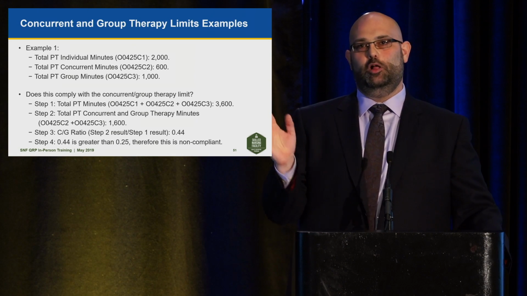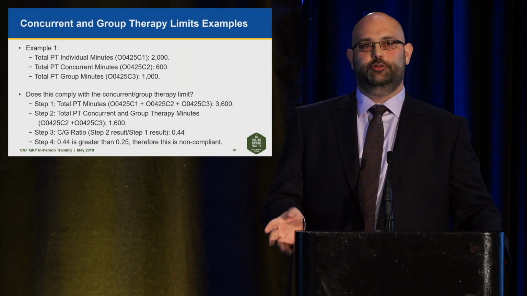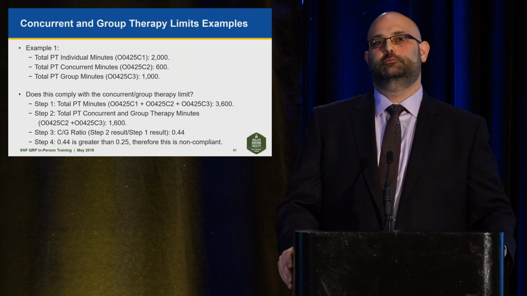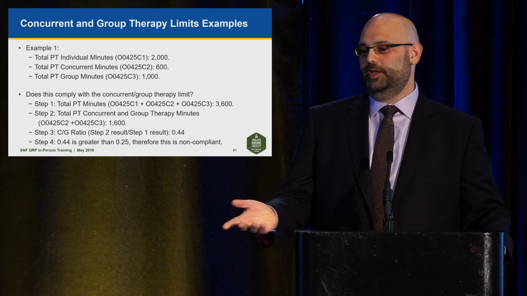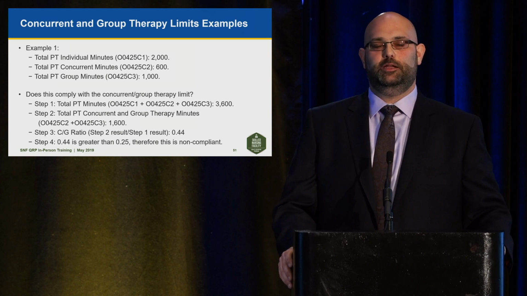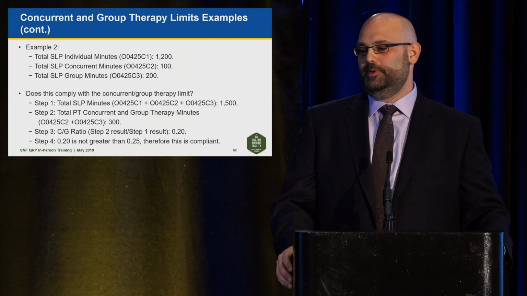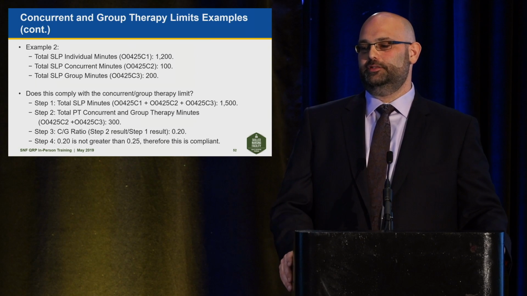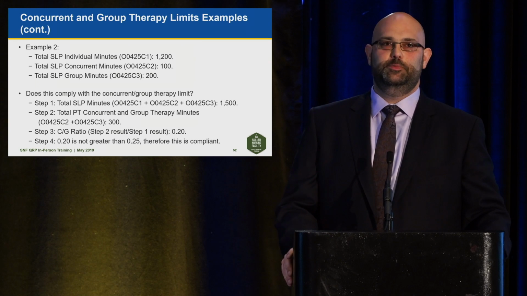The first one being that you add all of the minutes together, and you get 3,600. Then you look at just the total number of concurrent and group minutes for this discipline, which is PT, and you get 1,600. And then you do the ratio. What is the total ratio of concurrent and group minutes to total minutes? And you get 0.44 or 44%. That's greater than 25%, so this would be deemed non-compliant. Relatively simple. Example 2 walks through the same thing for SLP minutes. Again, you add them together, you get the total minutes. You add the concurrent and group minutes, you then do a ratio between them. In this case, it's a 20% ratio, so that is deemed to be compliant.